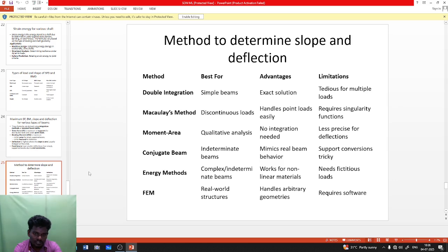For energy methods, best for complex indeterminate beams, the advantage is that it works for non-linear materials, and the limitation is that it needs fictitious loads. The finite element method is best for real world structures, the advantage is that it handles arbitrary geometries, and the limitation is that it requires software.